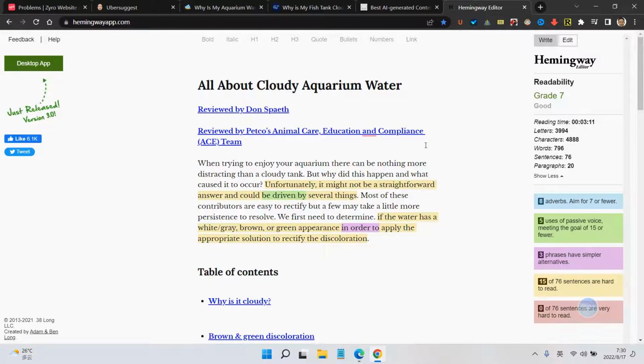And I also use this free web page to edit and improve my content, like the readability. I want more people to be able to read my content easily because I am not an English speaker, right? So I want my content to be easier to understand.